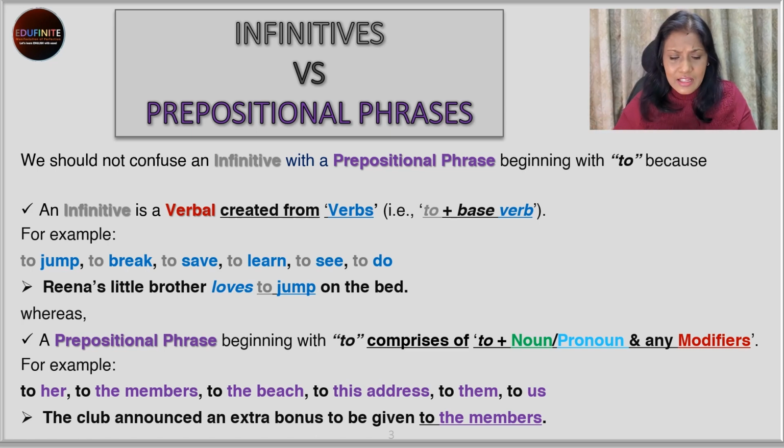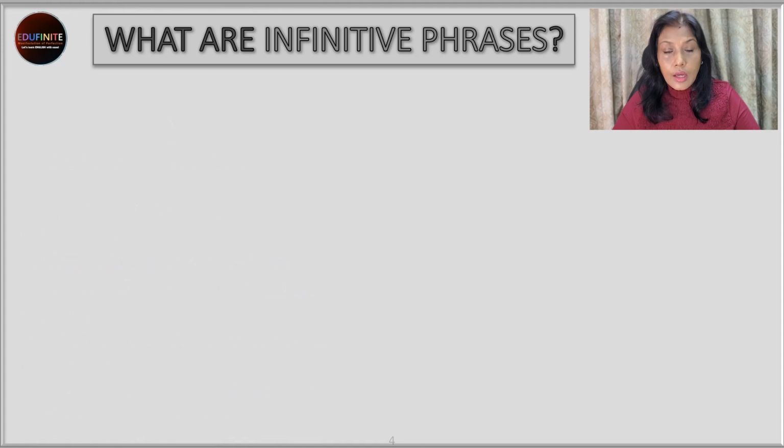So let's look into one of the sentences to understand it a little better. The club announced an extra bonus to be given to the members. So here you see, just looking at to the members, it's a noun. So without doubt, to the members is a prepositional phrase. Hope it's clear. Now, what are infinitive phrases?